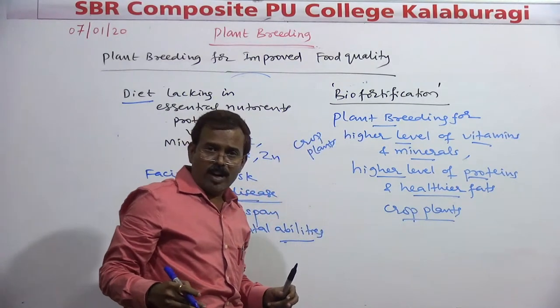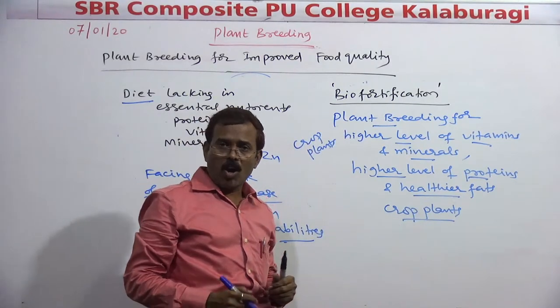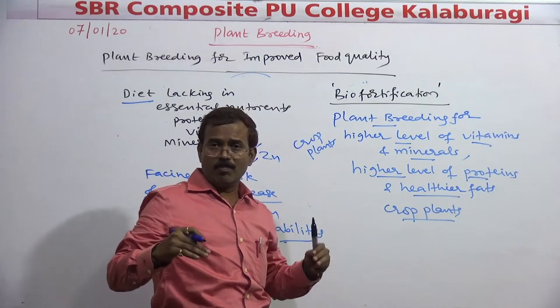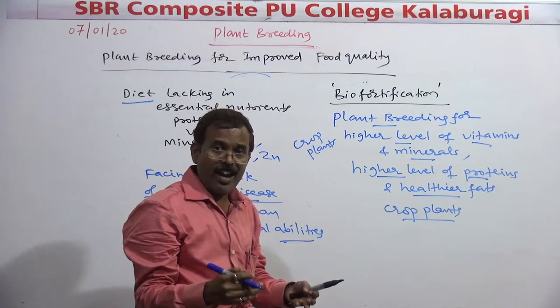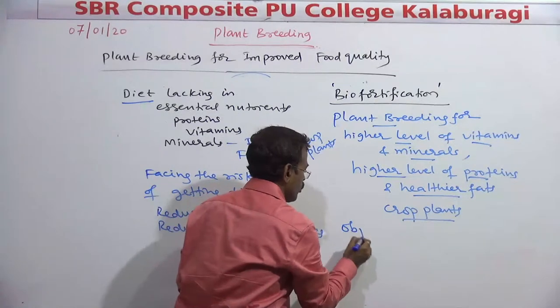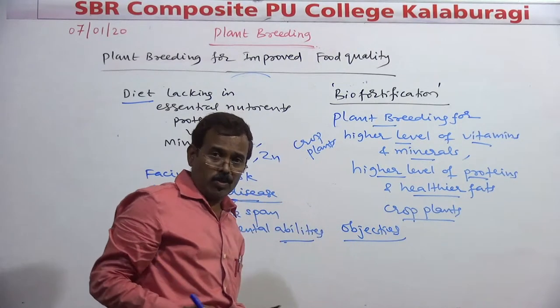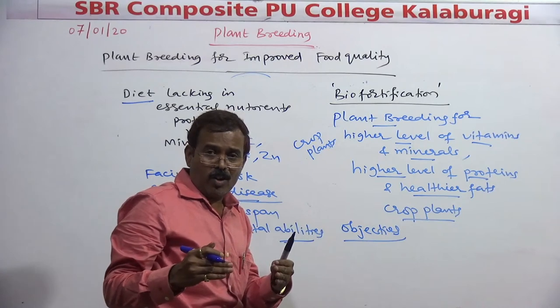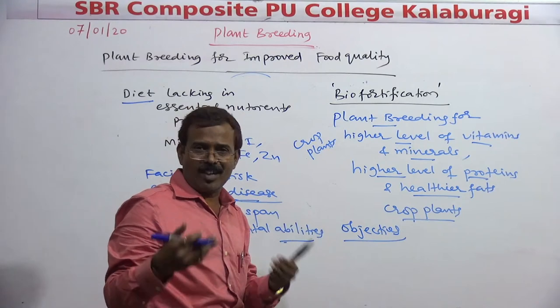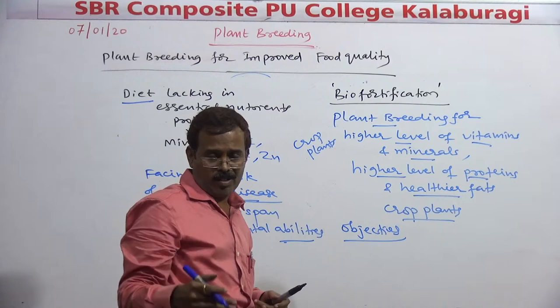Plant breeding for improved nutritional quality, or breeding of crop plants for improving the nutritional quality, has certain objectives. What are the objectives of plant breeding of crop plants with improved nutritional quality? That we will discuss tomorrow.